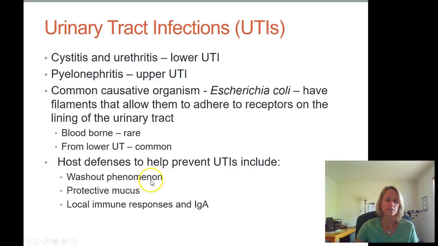There are various defenses to help prevent urinary tract infections, including the washout phenomenon. Every time you go to the bathroom, you potentially wash out bacteria. There is protective mucus to help fend off bacteria, as well as local immune responses and mucosa that secretes IgA antibodies.